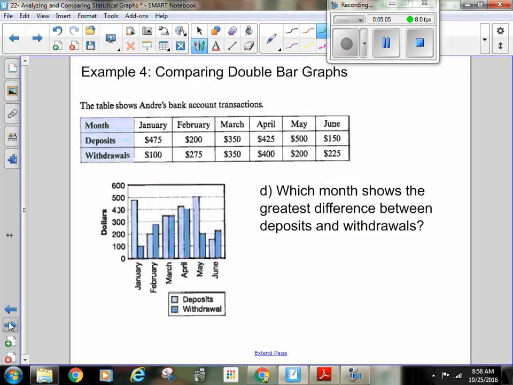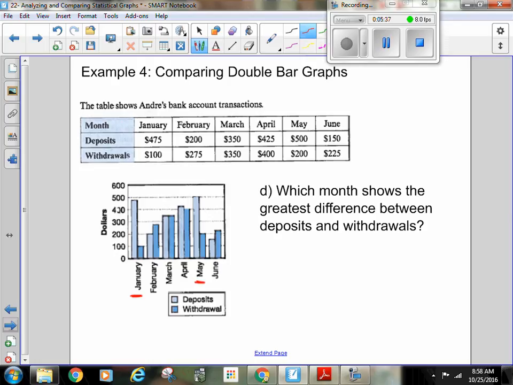All right, example 4, comparing double bar graphs. So we have a table of data, and then we have it again in the double bar graphs. This time, the light blue is deposits, and the dark blue is withdrawals. So putting money into our bank account is a deposit, and taking money out is a withdrawal. So which month shows the greatest difference between the deposits and the withdrawals? So I'm not even going to look at all of the data. I'm just going to look at January and May, because those are the ones where I see the biggest difference between the light and the dark blue line.